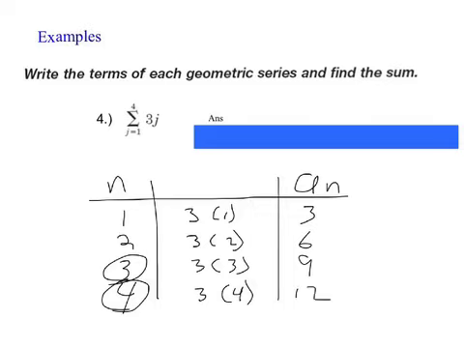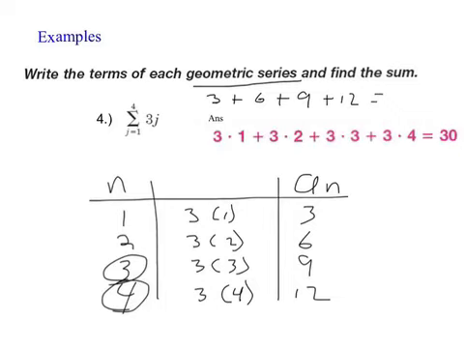Then what are you going to do? Well, at that point, we're going to have to add those all up. First of all, it says find me the series. Since it says find me the series, that means you're going to write them all out. So you're going to have 3 plus 6 plus 9 plus 12. And then you're going to add each of those up, and when you add each of those up, you should get this answer.